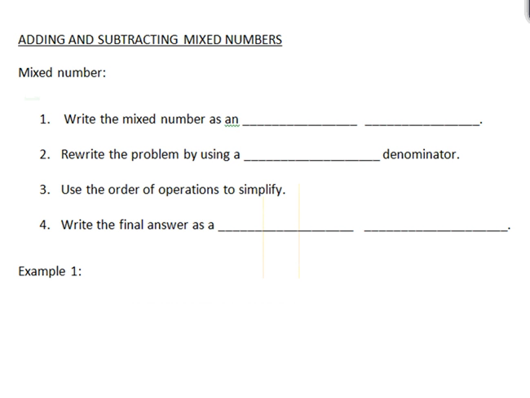Adding and subtracting mixed numbers. A mixed number is a combination of a whole number and fractions, so something like 2 1/3. Or how about 1 and 2/7? The big key is that you need to learn how to write the mixed number as an improper fraction before moving on.